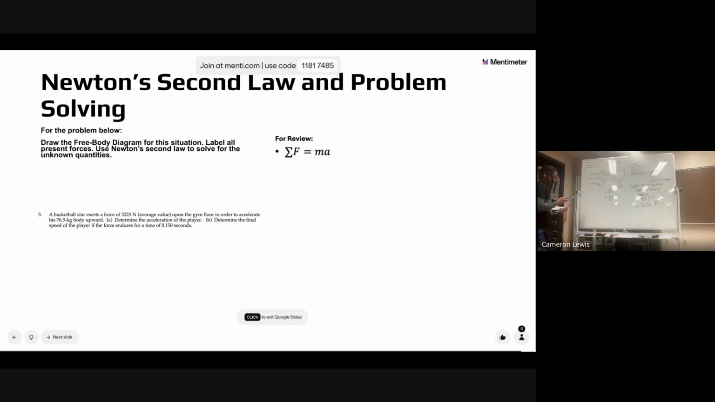32.36 times 0.15. And we get VF equal to 4.854 meters per second. That'll be the velocity final. Okay, so we have the velocity final, our final speed, right? All right. Let's see what we got.